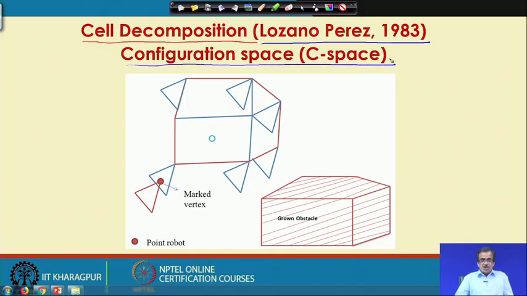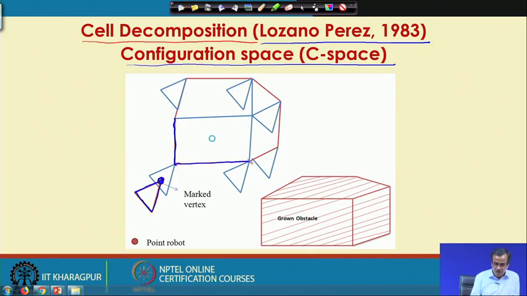Now, let us try to see the problem. Here, what we do is we consider one physical robot in place of a point robot, and we consider one static obstacle. Supposing that the physical robot is something like this. So, this is the physical robot which I am going to consider, and this is the marked vertex of this particular physical robot. And supposing that I have got one static obstacle and the boundary of the obstacle is something like this.